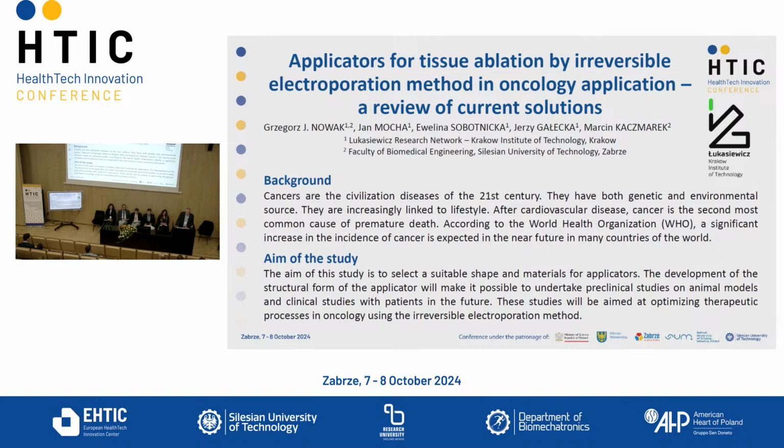I would like to point out that cancers are among the major diseases of the 21st century, with both genetic and environmental factors increasingly linked to lifestyle. It is the second leading cause of premature death after cardiovascular diseases. The World Health Organization predicts a significant increase in cancer cases globally, making the development of new therapies critical.